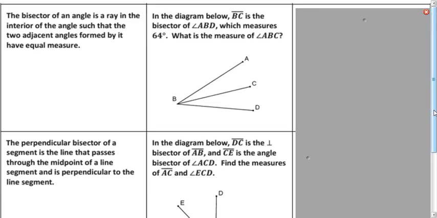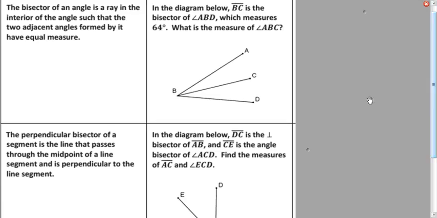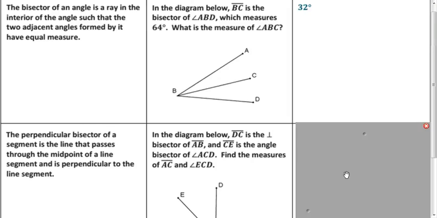Let's see if we can fill in the blanks on this one. Since that's 64 degrees, what's the measure of angle ABC? Half of that, 32 degrees.